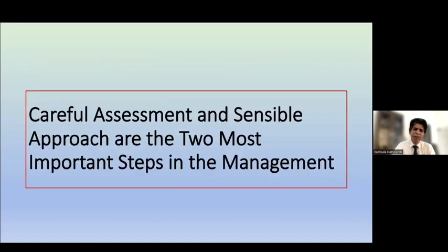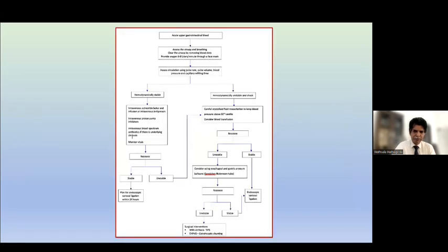First of all, a careful assessment and sensible approach are the two most important steps in this management. We can do a lot of things, but be sensible and have a very good assessment of what is happening, because there are do's and don'ts in the management of variceal bleeding in children.